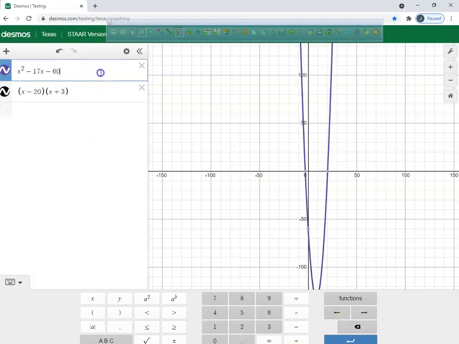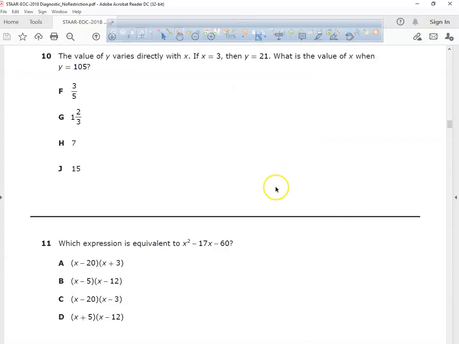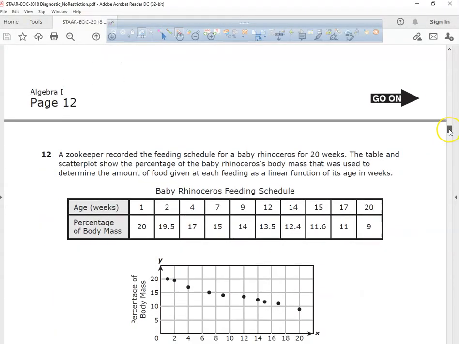So I don't know how easier I can make that for y'all. So hopefully next time you see one of those problems, like, oh, I'll just type it in and see if it matches. All right, moving on.